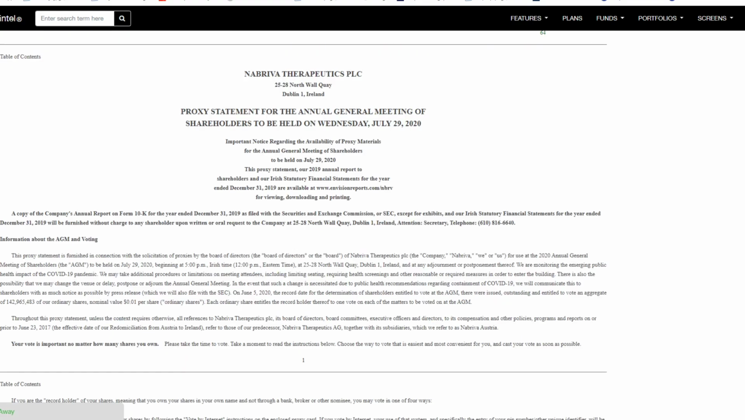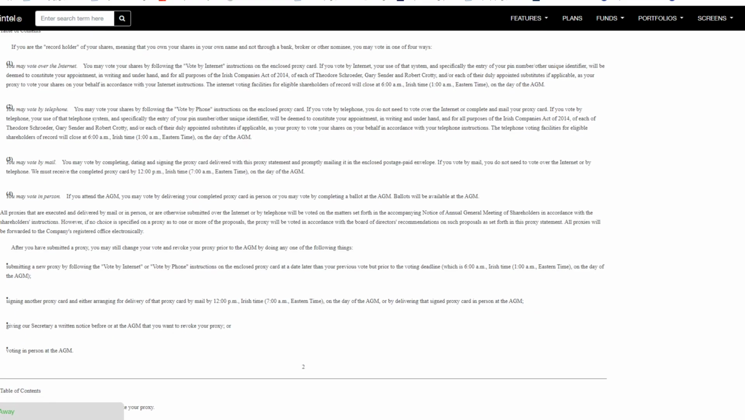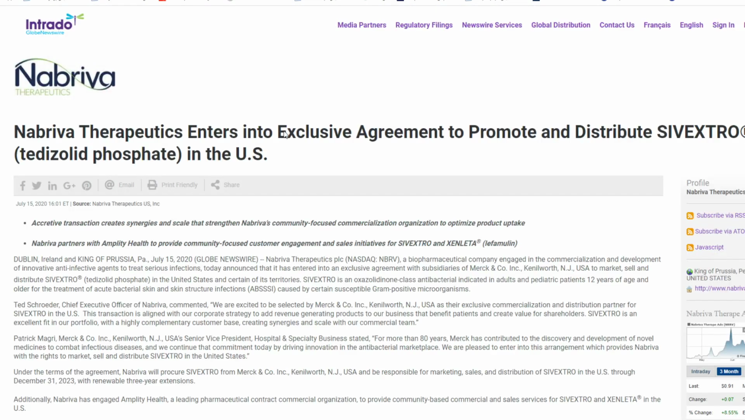But we all know that it's not only StockTwits and Twitter that are voting. Not only retail investors are voting, also institutions and whatnot. Going on to the next one here, this is the exact same thing, a proxy vote, so not a lot of information there. Nabriva Therapeutics entered an exclusive agreement to promote and distribute SIVEXTRO in the States, and that happened on the 15th, and that got a jump out of it, so that is actually good news.